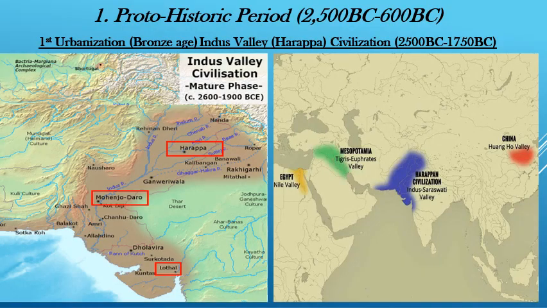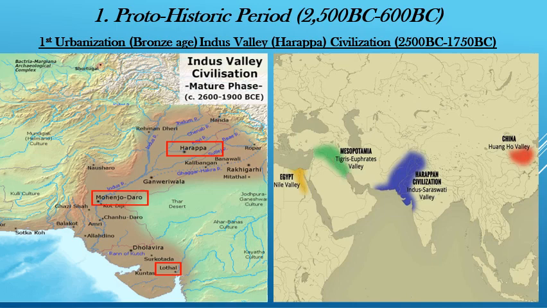So if we begin with Indian history, that is the proto-historic period, which begins around 3000 BC to 600 BC. The first urban civilization is also called the Bronze Age civilization or Indus Valley civilization. Sometimes it is also known as the Saraswati Valley civilization, because in ancient times this civilization evolved near the Saraswati river.